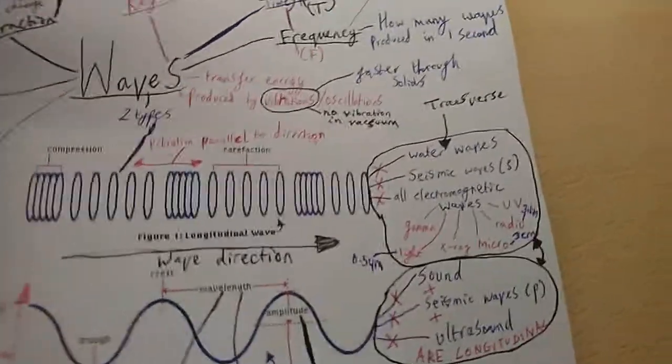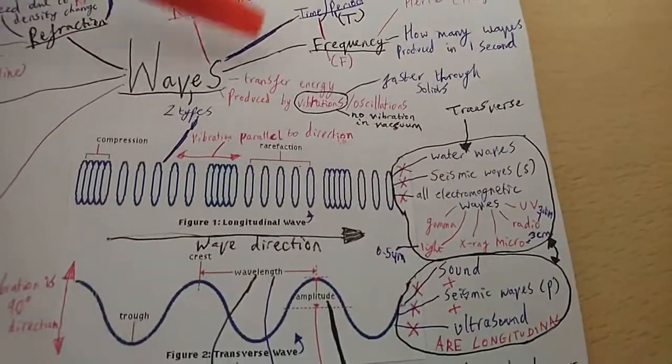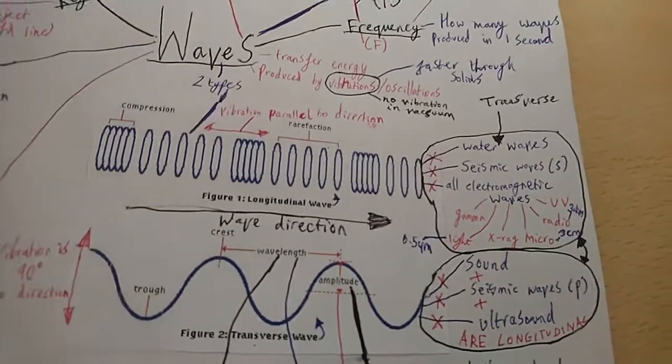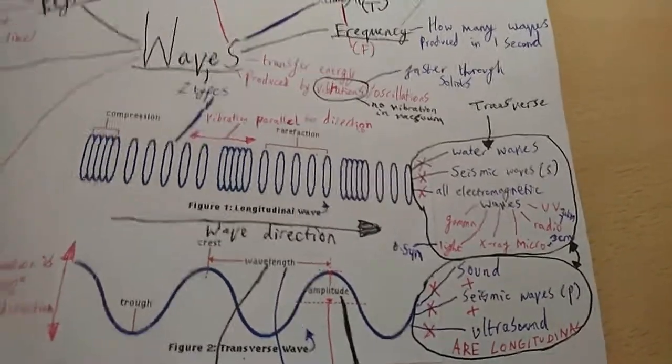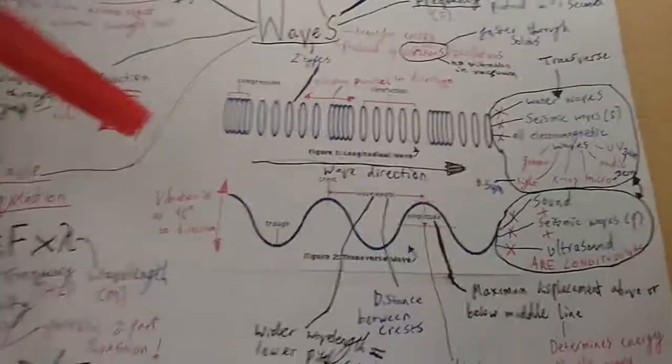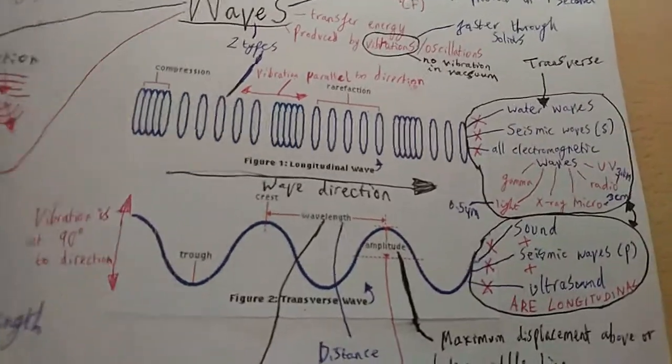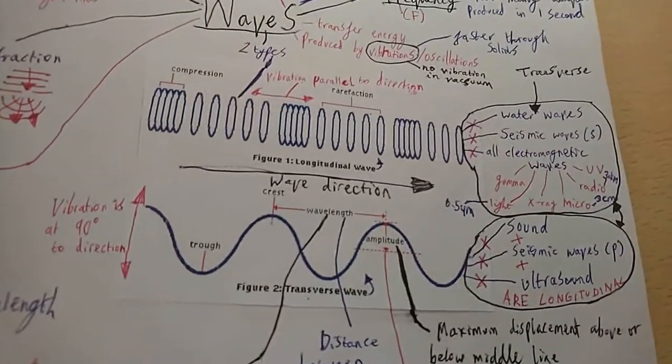And some things about waves, a vibration can't travel in a vacuum. It goes faster through solids, so that's some facts about longitudinal waves. So if it was going through a solid, it would be faster. The wave direction of both waves is that way. In this it's called compression, where they're close together, and rarefaction, where they're far apart.